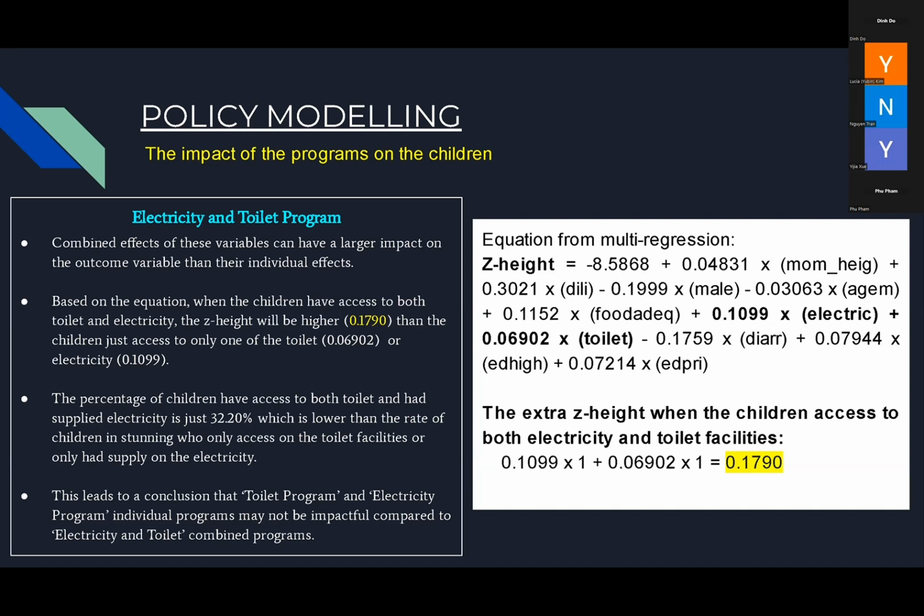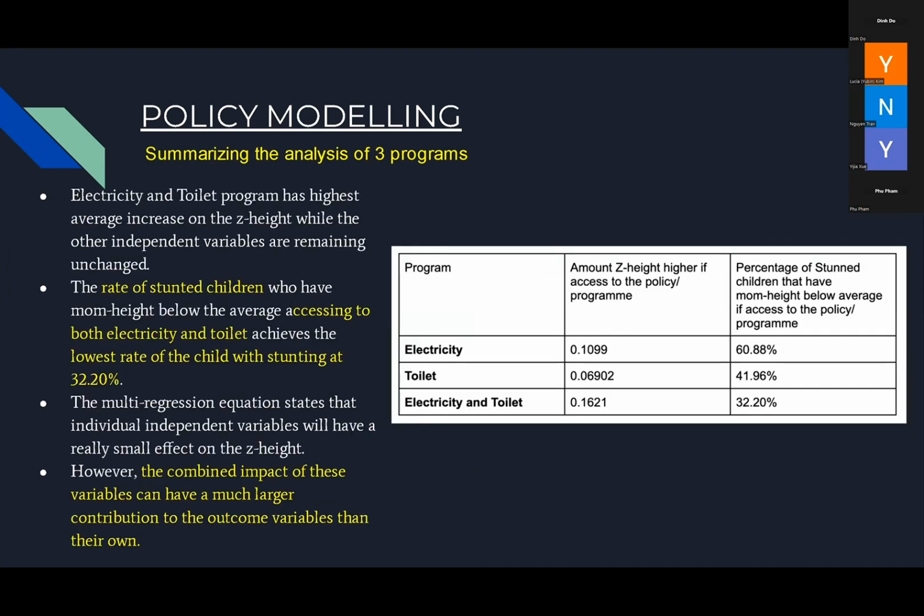Toilet access had a greater impact on reducing stunting, 42%, compared to electricity access, 61%. However, the effect is small, so the toilet program can be useful but does not have a significant impact on Z height or the rate of child stunting. About the electricity and toilet programs, the reason for this is that individual variables have a small effect on Z height.